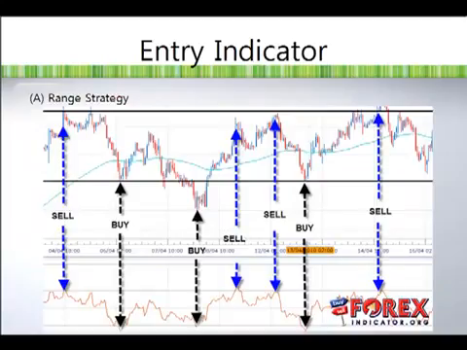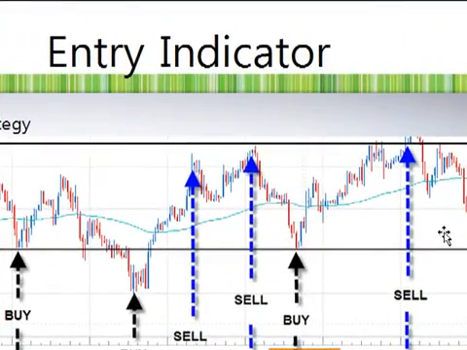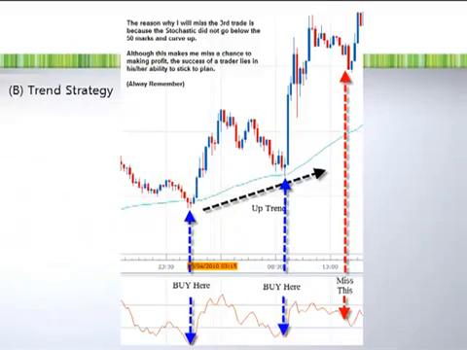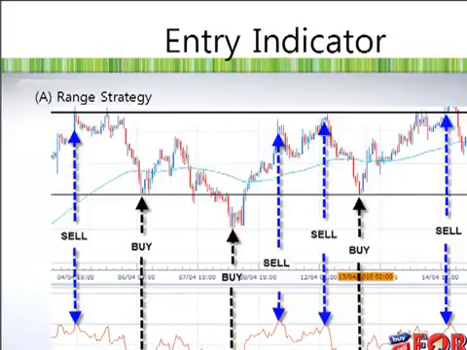So first, this is how you use the RSI indicator as an entry indicator. There are two strategies. You can use it in a range strategy whereby the price is ranging, moving in a sideways manner. You can see that it's moving up, down in a sideways manner. Or number two, you can use it in a trending market, like this picture here. It's trending upwards, and upwards. So, how do we use it in two different strategies? Now I'm going to show you how it works.